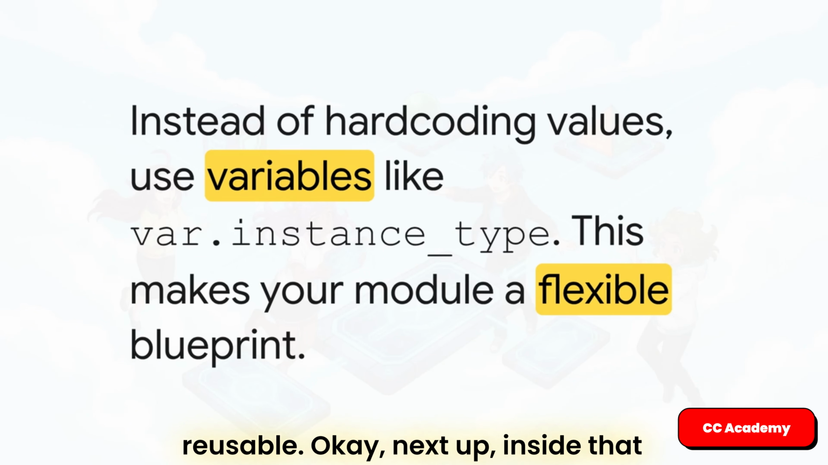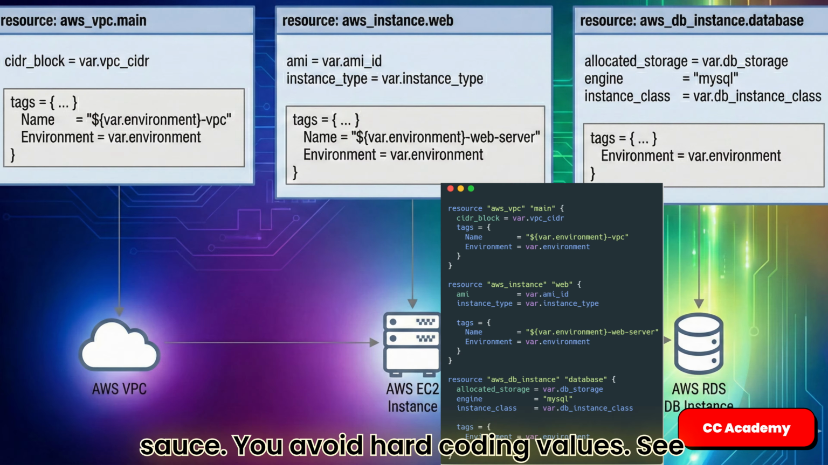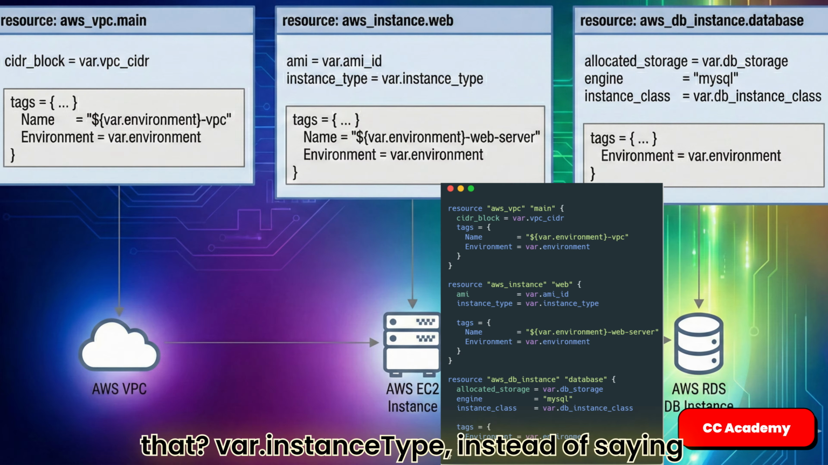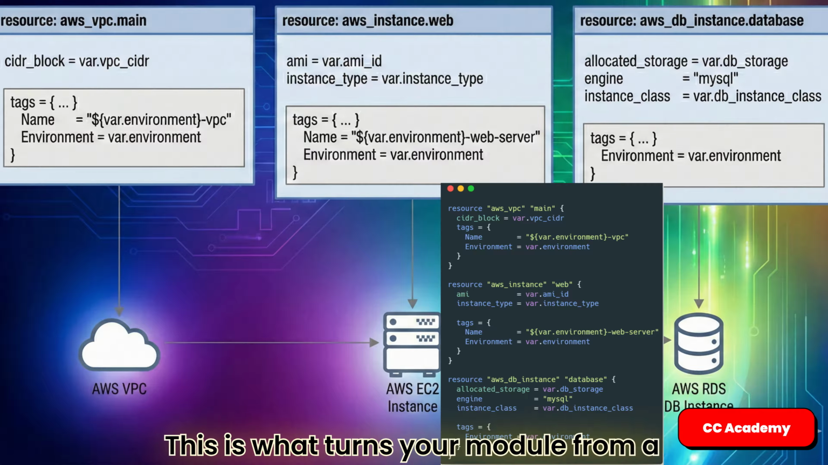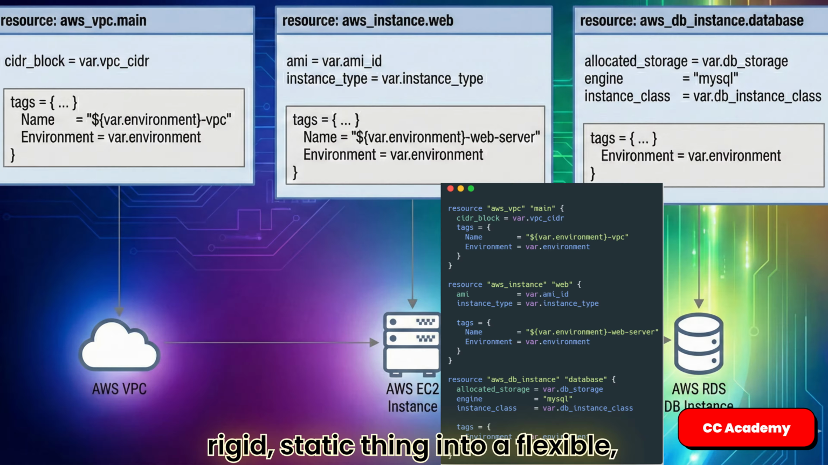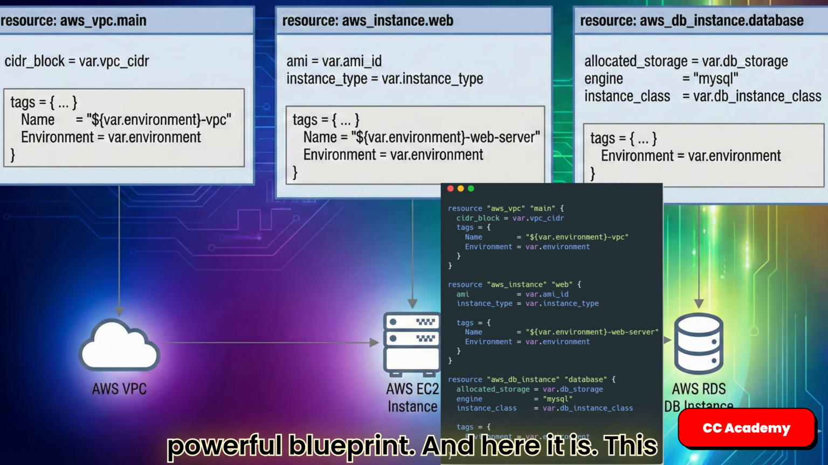Okay, next up, inside that module folder, you define your resources. But here's the trick. This is the secret sauce. You avoid hard-coding values. See that var.instance_type? Instead of saying t2.micro right here, you use a variable. This is what turns your module from a rigid, static thing into a flexible, powerful blueprint.